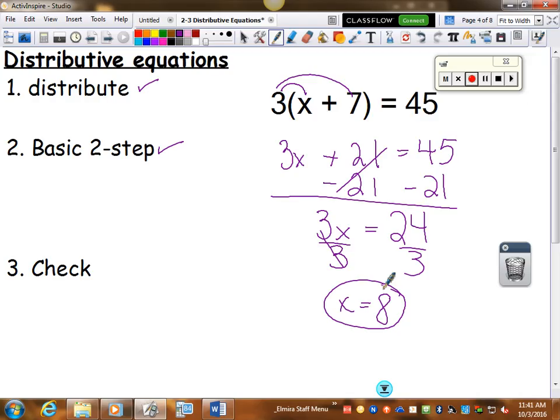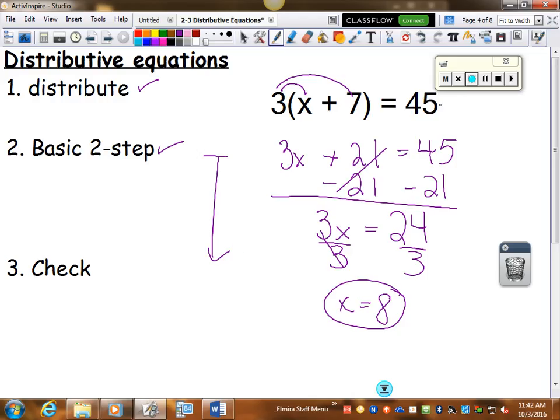Okay, so for the rest of this video, I'm going to do the distribution part, and then I'll do the rest of the problem quickly. The basic two-step part, from here down, is not really the focus of the lesson. I'm assuming you know how to do that. If you don't, go back and watch the lesson for 2-2.